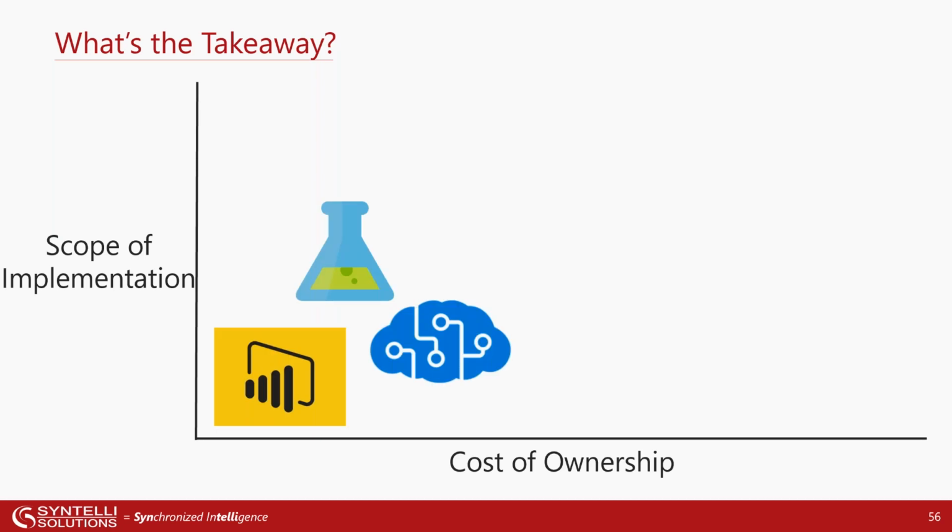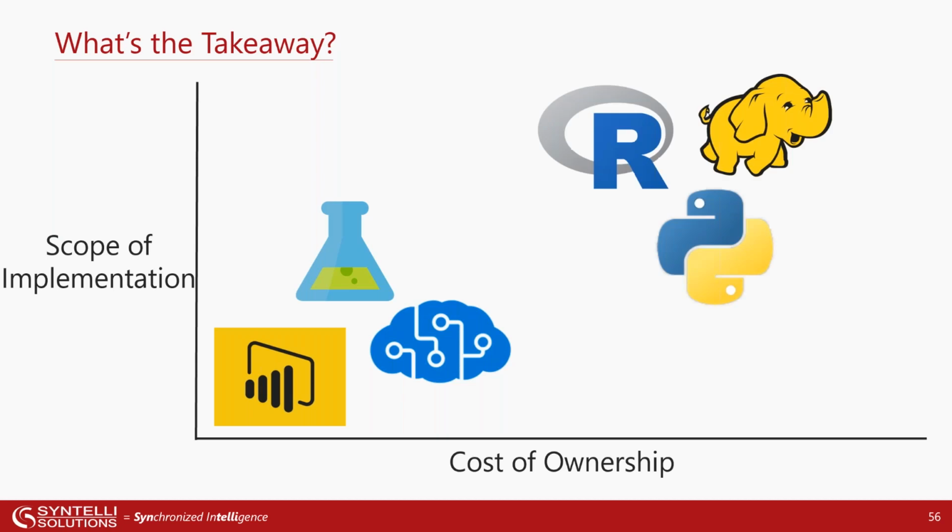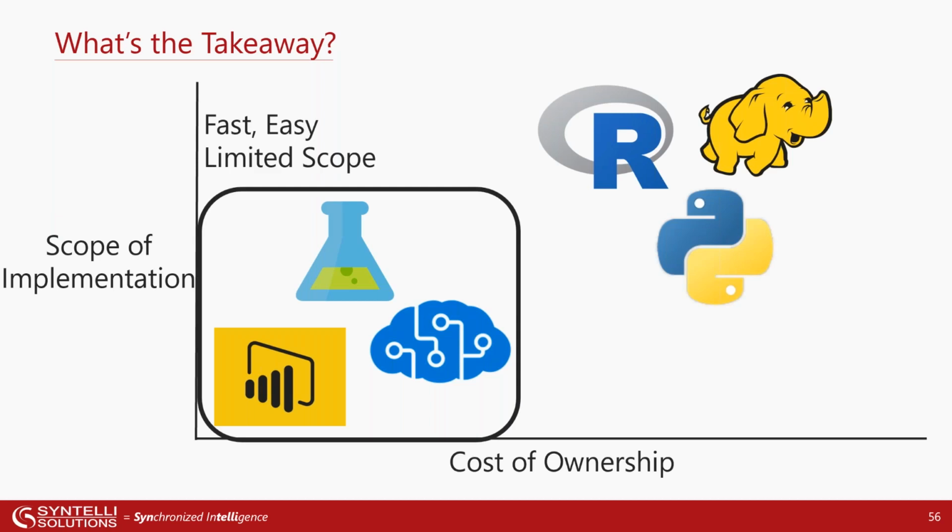So the first three tools we talked about, Power BI and Azure Machine Learning Studio and Cognitive Services, those are all toward the lower end of the scale. R, Python, and HDInsight are more towards the top of this scale, which gives us a really nice dichotomy. That means that we can use these bottom sets of technologies because they're very fast and they're very easy to use, meaning that they're generally very budget conscious. However, they have this limited scope.